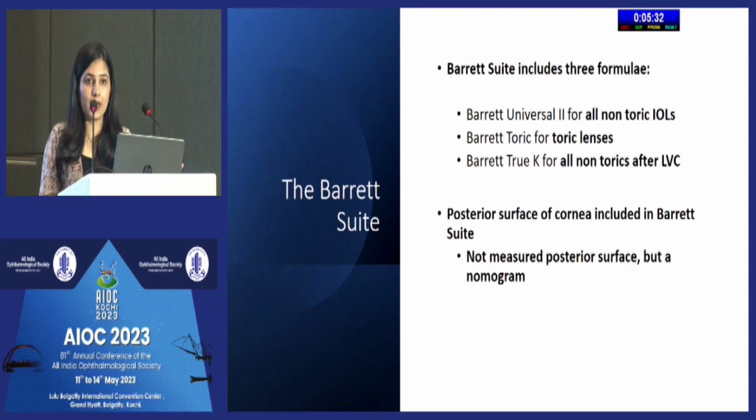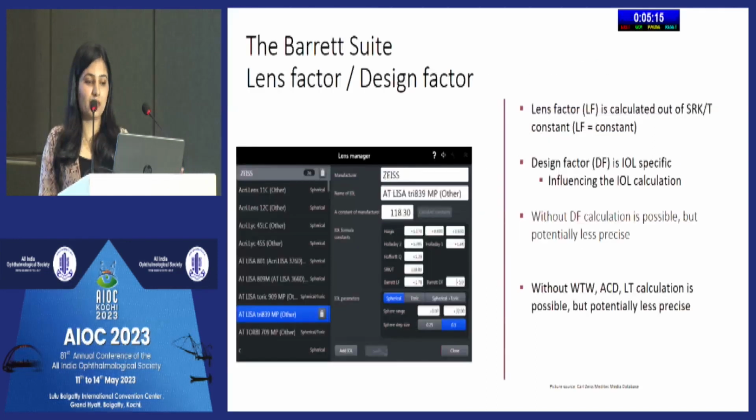Barrett's 2 is incorporated in the IOLMaster 700, which includes three formulas: Barrett's Universal 2, Barrett's Toric, and Barrett's True K, which is used for post-LVC calculation. The Barrett suite is based on a nomogram and calculates the posterior corneal curvature based on that specific nomogram. The lens factor in the Barrett suite is calculated using the SRK/T constant. The design factor is IOL specific, and it influences the IOL calculation. Without the design factor, you can still calculate the IOL power, but it is potentially less precise.